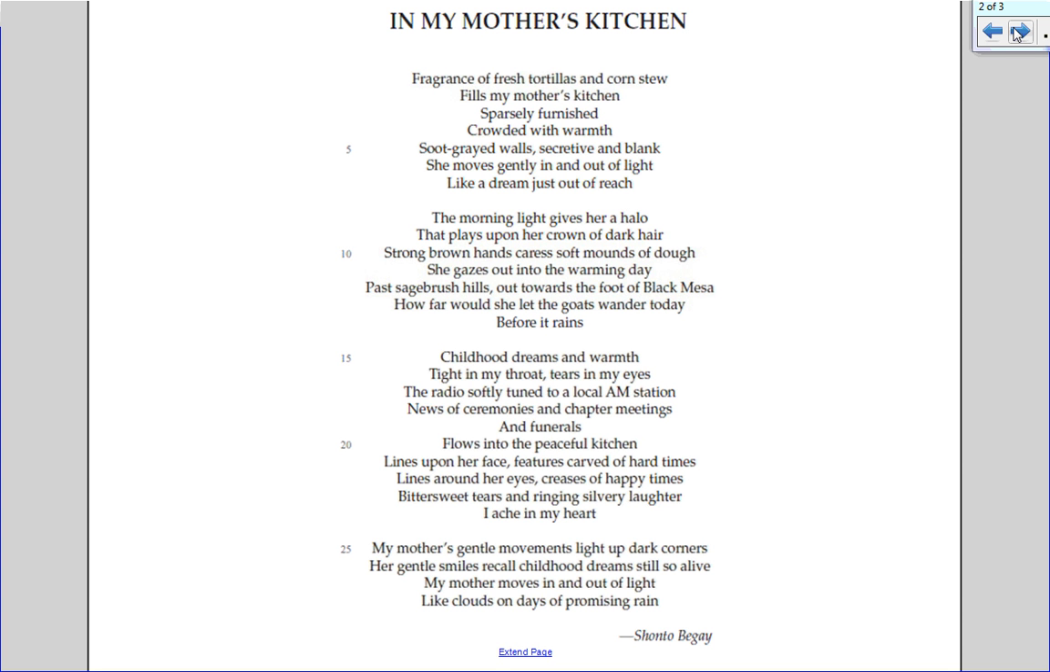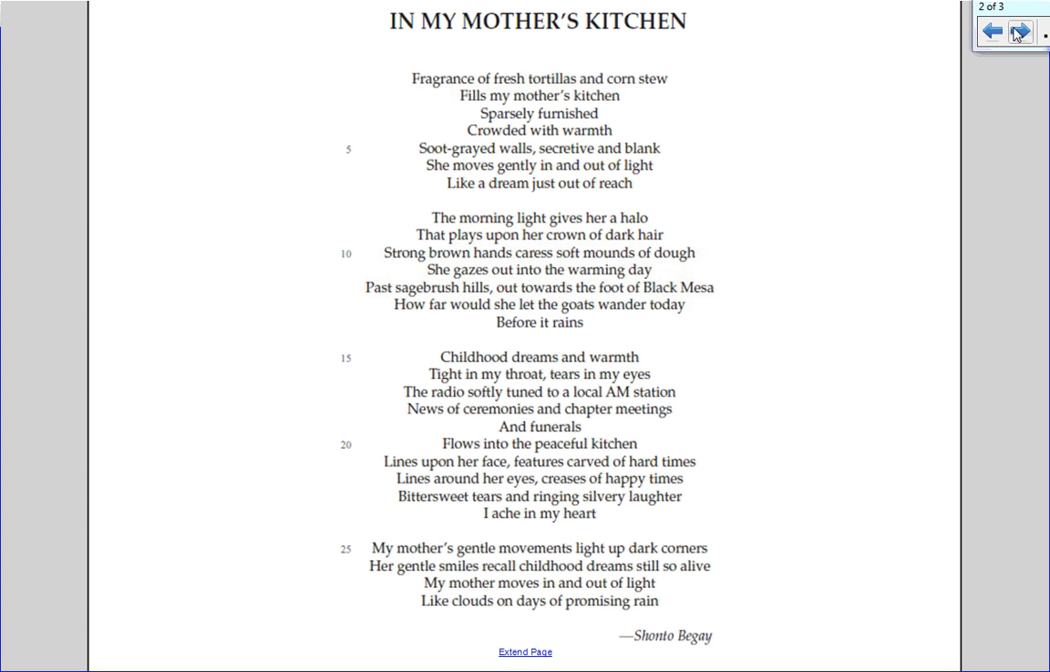In my mother's kitchen. Fragrance of fresh tortillas and corn stew fills my mother's kitchen, sparsely furnished, crowded with warmth, soot-gray walls, secretive and blank. She moves gently in and out of light, like a dream just out of reach. The morning light gives her a halo that plays upon her crown of dark hair. Strong brown hands caress soft mounds of dough. She gazes out into the warming day, past Sagebrush Hills, out towards the foot of Black Mesa. How far would she let the goats wander today before it rains?